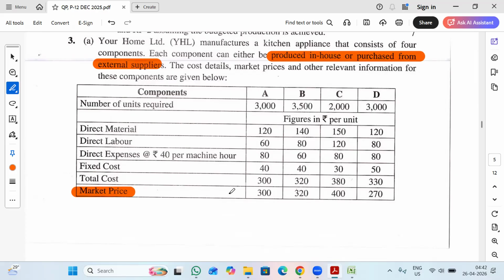So this particular problem will be decided based on savings. If I am manufacturing, what will be my cost? Usually fixed cost won't change whether I am manufacturing or not manufacturing. So we won't consider fixed cost for decision making purposes. The relevant cost here is variable cost. So we need to calculate variable cost per unit and compare it with the market price, to see whether it is beneficial or not.